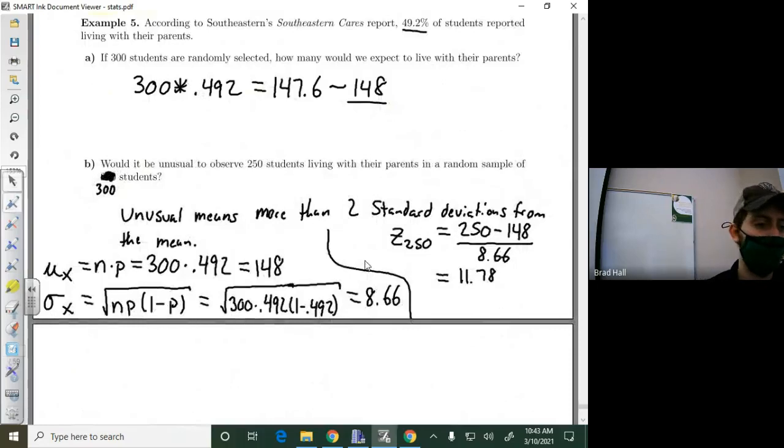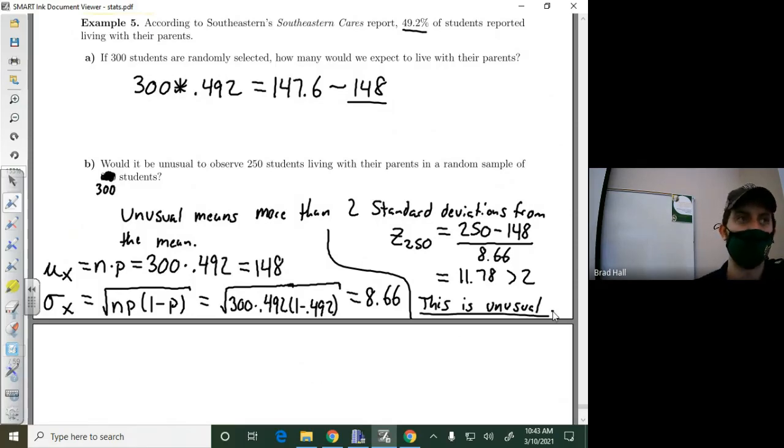So that's greater than 2. So this is unusual, because it's greater than a z-score of 2. If we had a z-score less than 2, then it would be usual. It would be within the 95% expectancy.